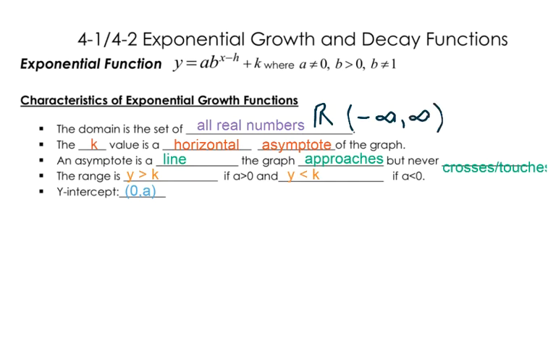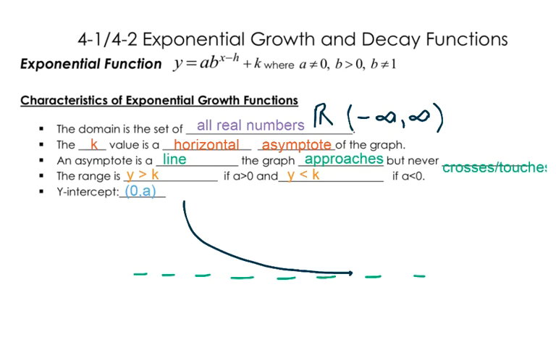The k value is a horizontal asymptote of the graph. What's a horizontal asymptote? I've kind of talked about that in class a little bit, but it's a line that the graph is going to approach, but it's never going to touch it, it's never going to cross it. So when we're graphing, you'll see that I will always make the asymptote look like a dotted line, and then the graph is going to get really close to it, but it's never going to touch it. It's almost like the graph is attracted to that asymptote.